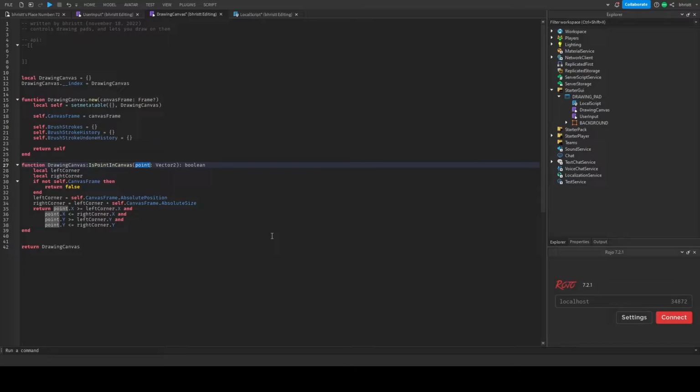Sorry, my dog is destroying something in the background. But yeah, you add this point, this parameter.